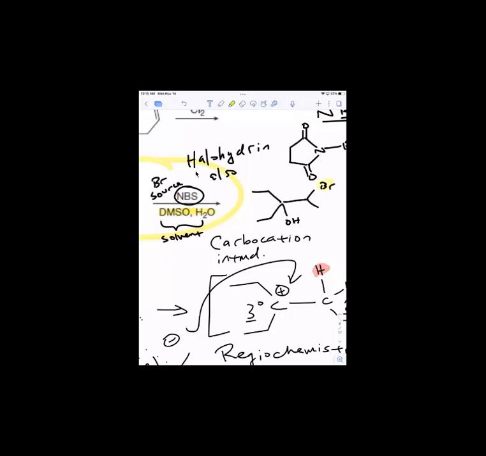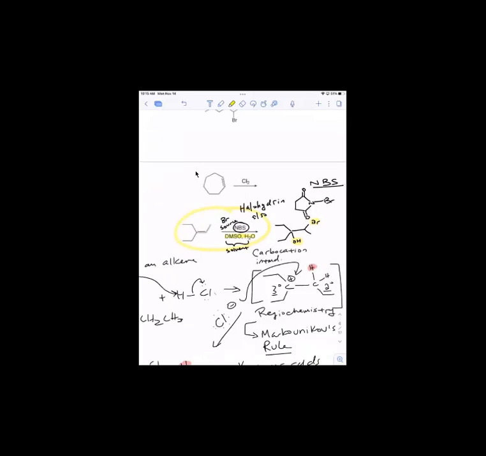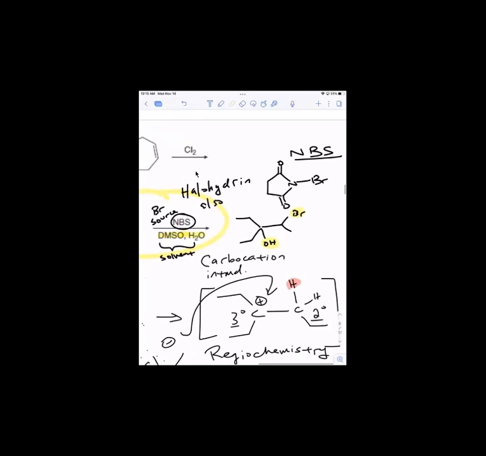Right, where the bromine is at one side of the alkene and the water is on the other side. All right, but that set of reagents, if you were to make a flashcard, that's what will be over your arrow. It's NBS, which is here, and then water and DMSO.